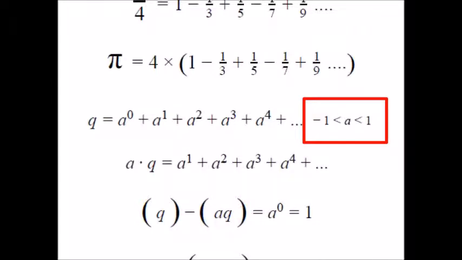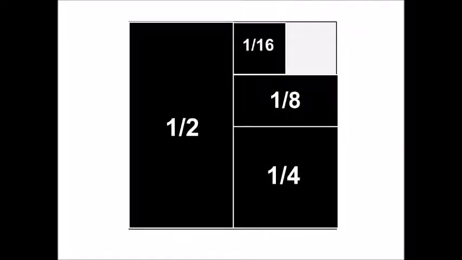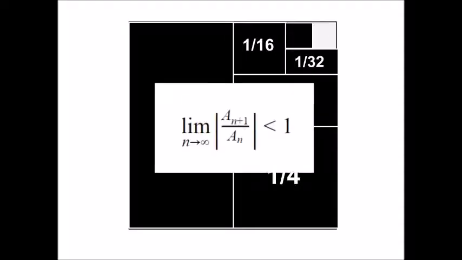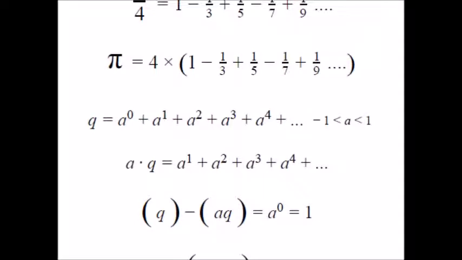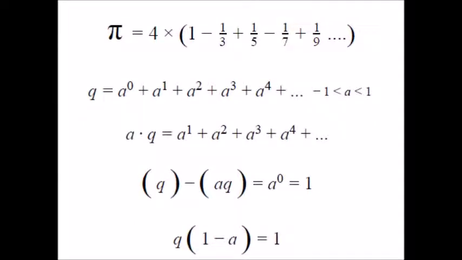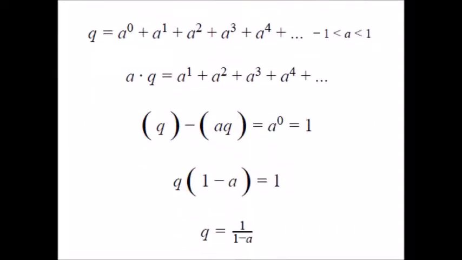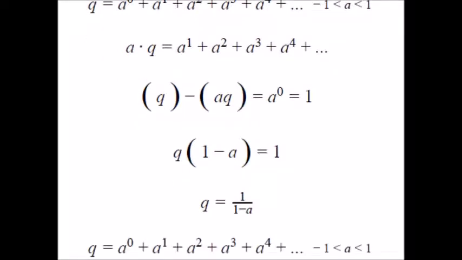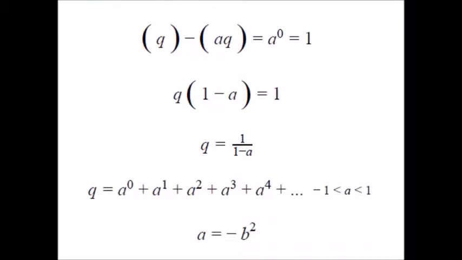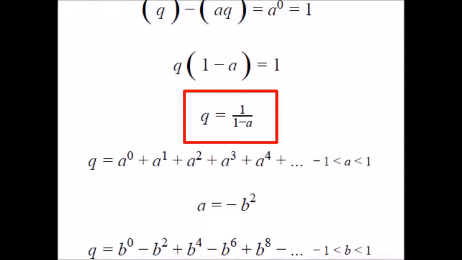Otherwise, they go crazy. Here's a power series that might make sense to you. It converges, as you can see here, because the terms get smaller and smaller and smaller. Okay, get your power series and multiply it by a. Again, a is less than 1, so this makes it smaller. Then subtract the 2 and factor out a q and divide, an expression for your infinite sum.